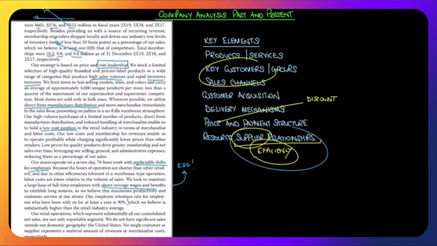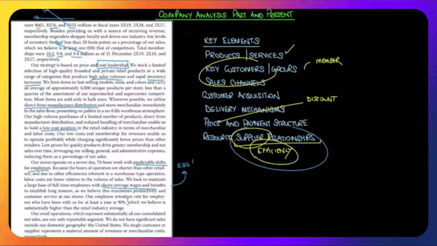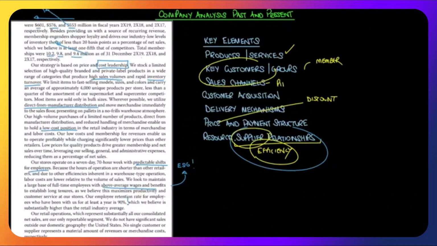So if I look at my key elements, I know what they sell, almost everything retail, and it's on a membership basis. Key customers and groups, well, we know it's a member-based model, so they have recurring revenue there, but there's no one customer that has power over them. Sales channels appears to be physical stores. I don't see any e-commerce angle. Customer acquisition, don't know anything about that yet, have to say from this statement. Don't know how they market. Delivery mechanisms, well, it's physical, right in the store.